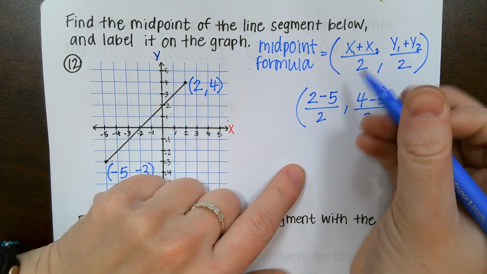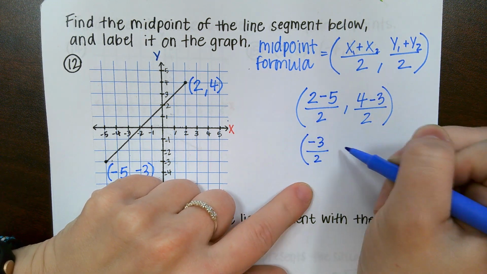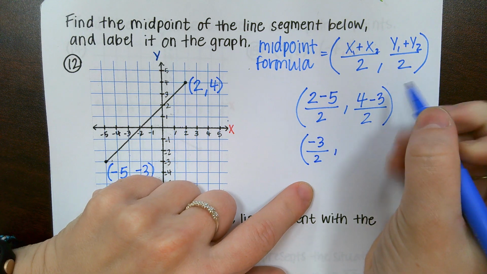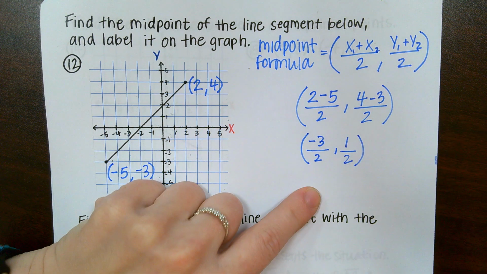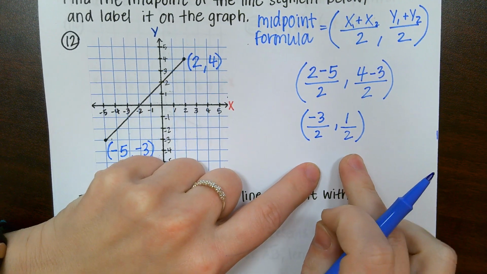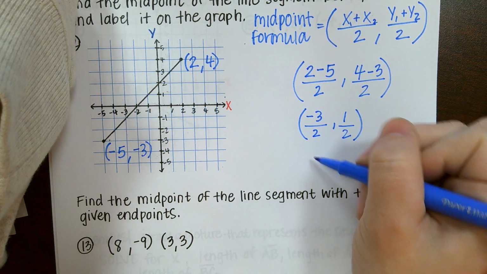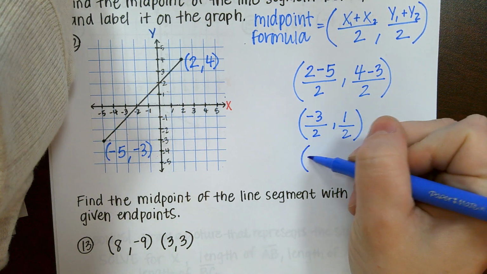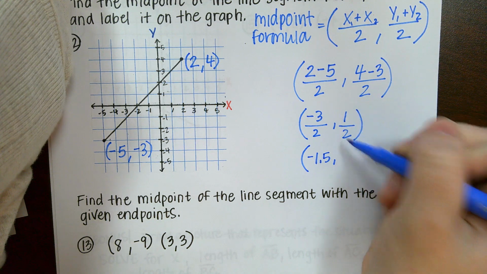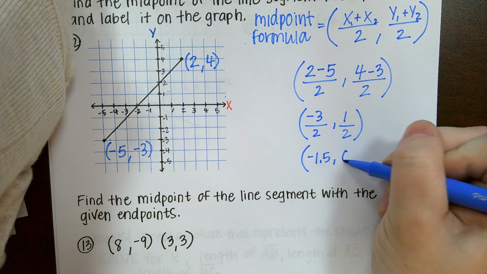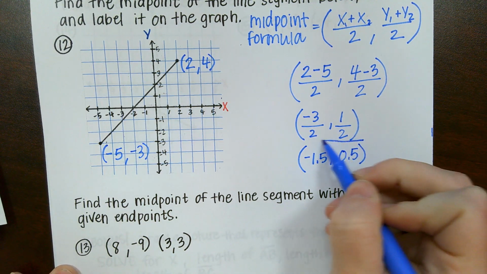2 minus 5 should give me -3. And 4 minus 3 should give me 1. Now we just want to divide these numbers and get our coordinate. -3 divided by 2 is -1.5. And 1/2, or 1 divided by 2, is 0.5. So this is our midpoint.